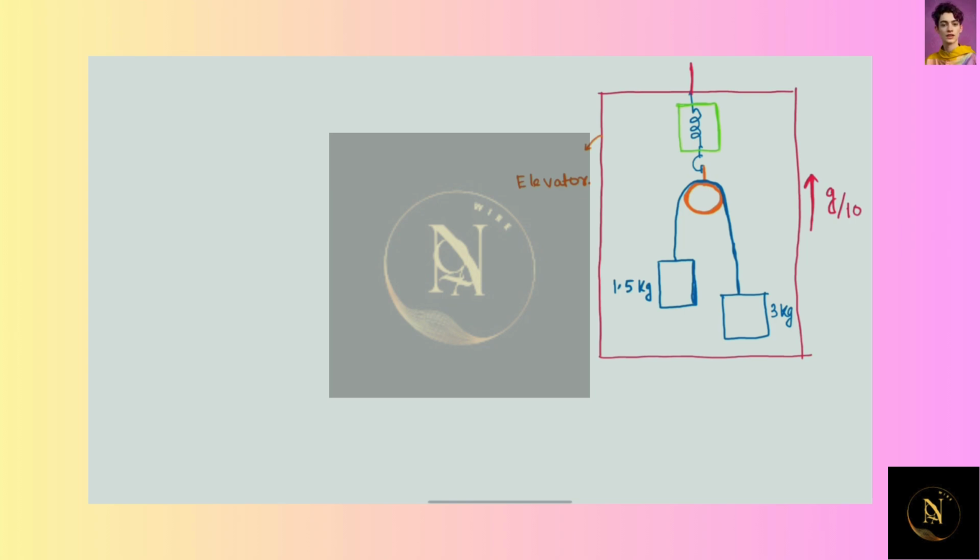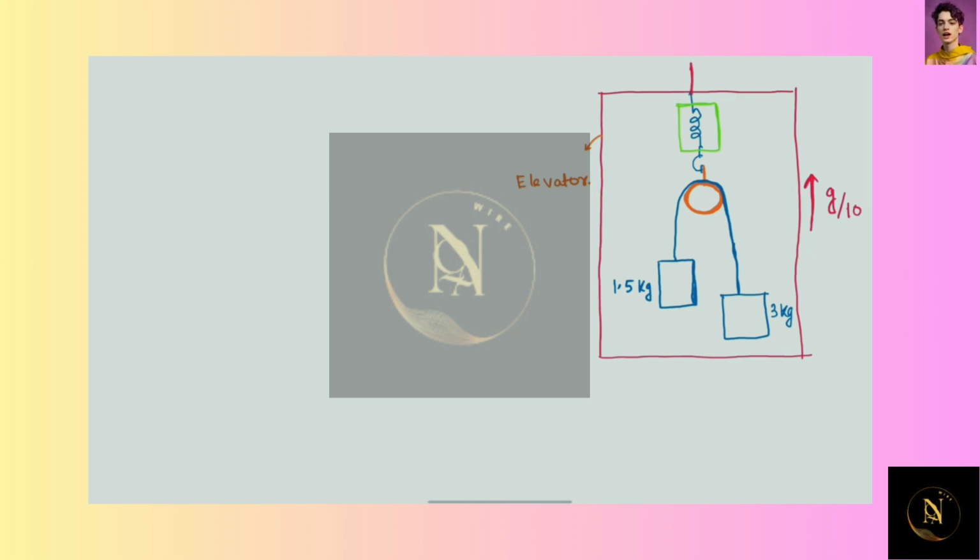Welcome to qnawire. In this question, we are given a system of an elevator in which we have a spring balance, in which two blocks are connected with a pulley and string. The elevator is going upward with an acceleration of g by 10. We have to find what is the reading shown by the spring balance. As we know, a spring balance measures the mass of an object, so we have to find what is the mass of this system as shown by the spring balance.